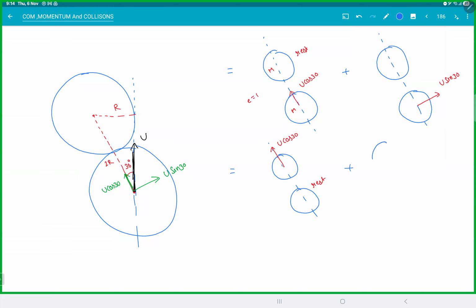But the perpendicular components, this is at rest. This is going with u sine 30. Now add them back. So your final answer, this guy will go with u cos 30. This will go with u sine 30. They both will go perpendicular to each other.